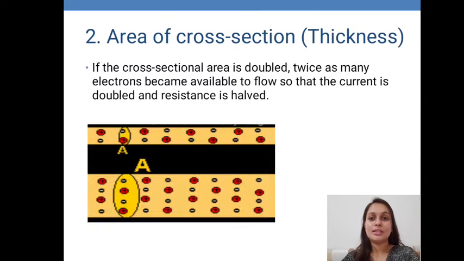What is the reason why resistance is inversely proportional to area of cross section? The reason is, if the cross-sectional area of any wire or conductor is increased, there will be more number of electrons available for the flow. And as the number of free electrons increases, the resistance decreases and the conductivity of the conductor increases by the same amount. So, if the area of cross section is doubled, then the resistance of the conductor will become half.